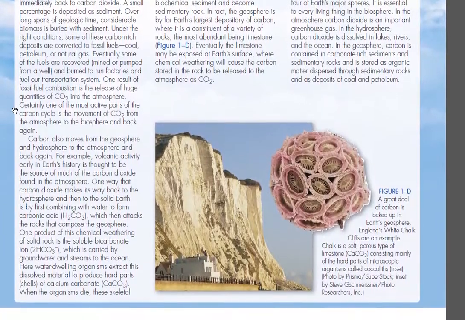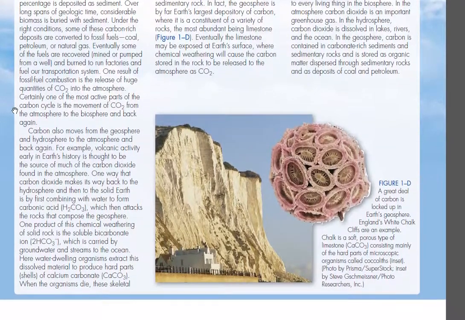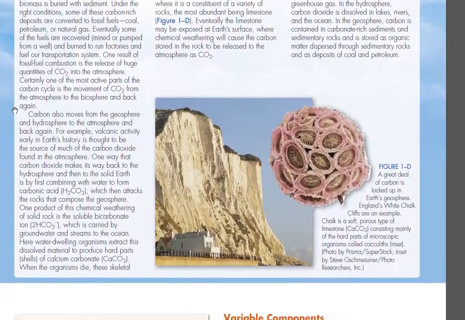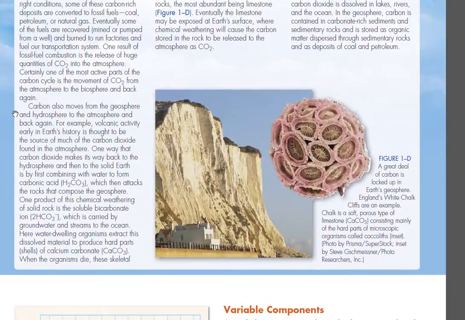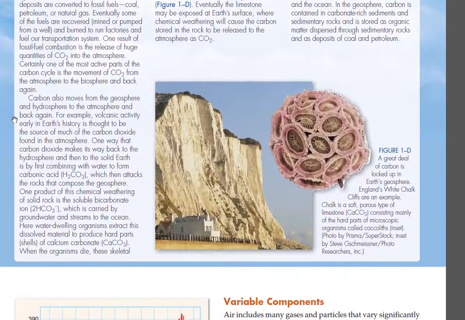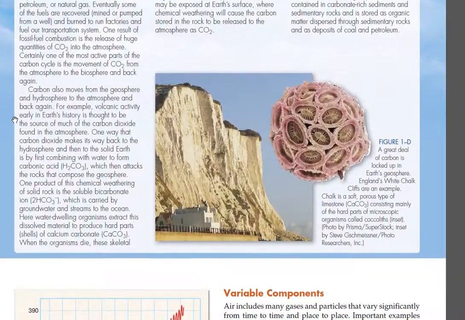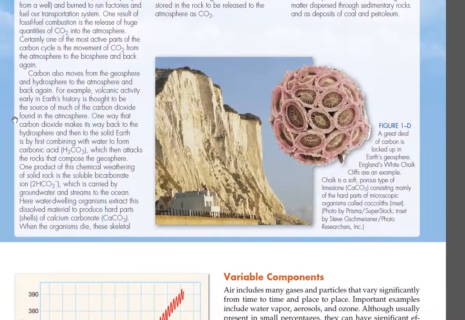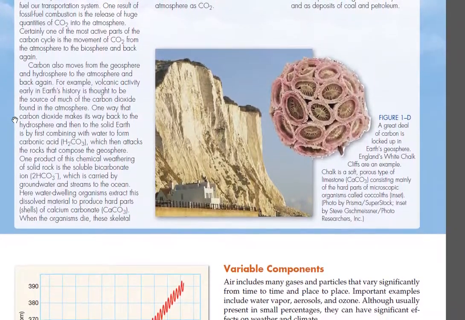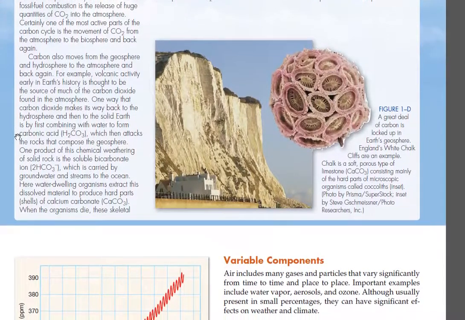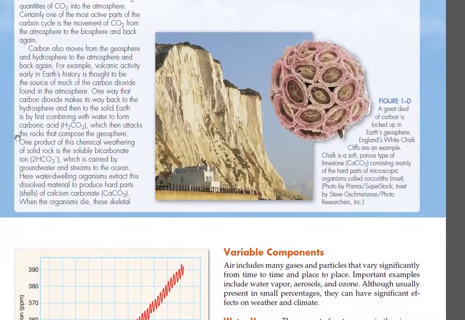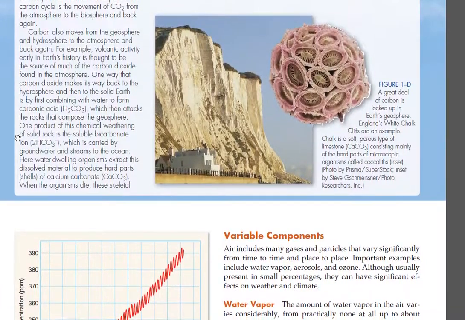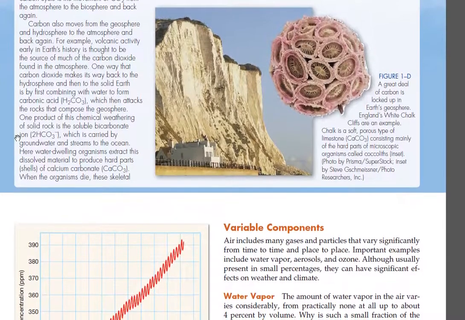Certainly one of the most active parts of the carbon cycle is the movement of CO2 from the atmosphere to the biosphere and back again. Carbon also moves from the geosphere and hydrosphere to the atmosphere and back again. For example, volcanic activity early in Earth's history is thought to be the source of much of the carbon dioxide found in the atmosphere. One way that carbon dioxide makes its way back to the hydrosphere and then to the solid Earth is by first combining with water to form carbonic acid, H2CO3, which then attacks the rocks that compose the geosphere. One product of this chemical weathering of solid rock is the soluble bicarbonate ion, HCO3-, which is carried by groundwater and streams to the ocean.